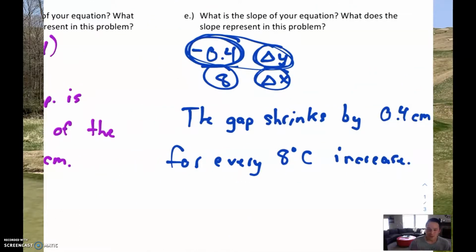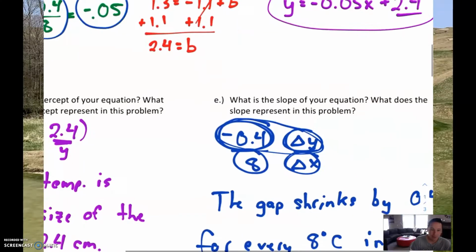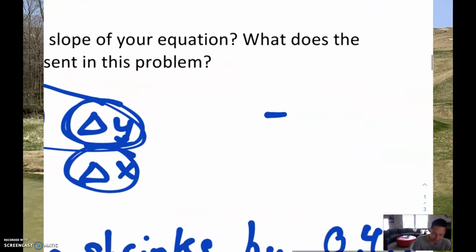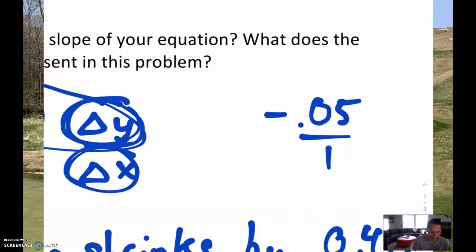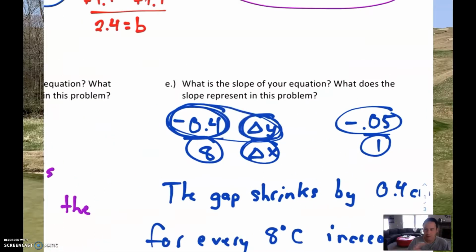One other way that we could have interpreted it was we could have used that other decimal, that negative 0.05. Think of this as negative 0.05 over 1. So what this means is the gap is shrinking by negative 0.05 centimeters for every 1 degree Celsius. However you want to interpret it, as long as it's correct, that's fine with me.